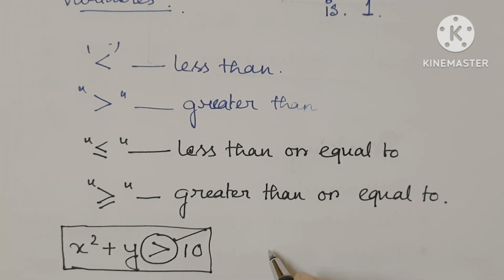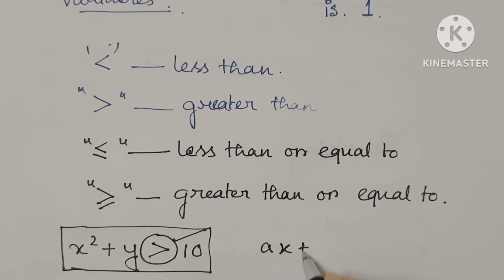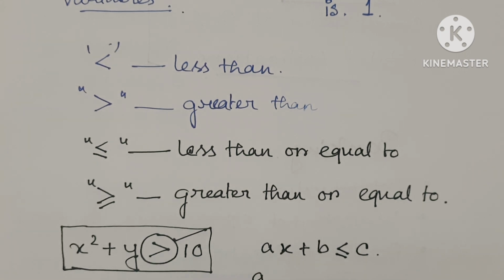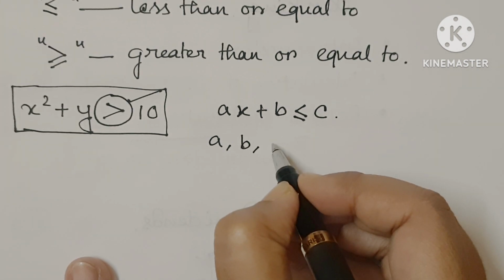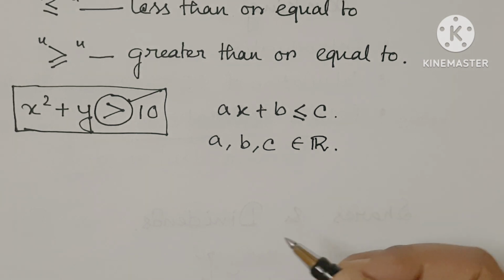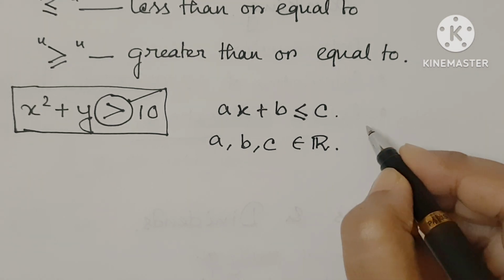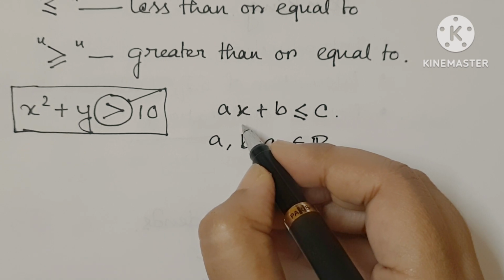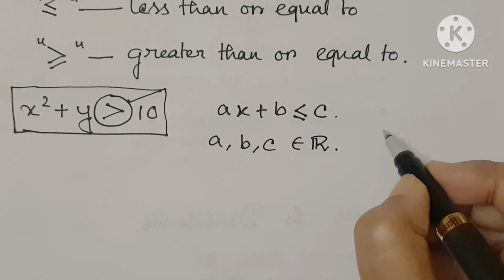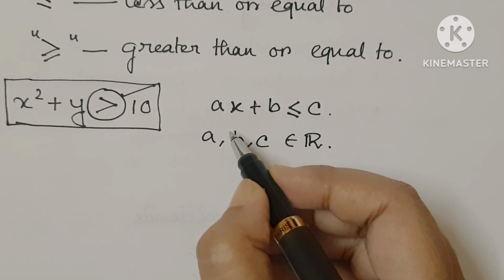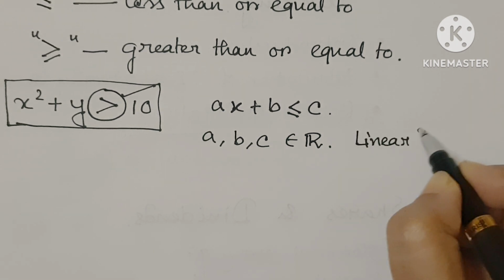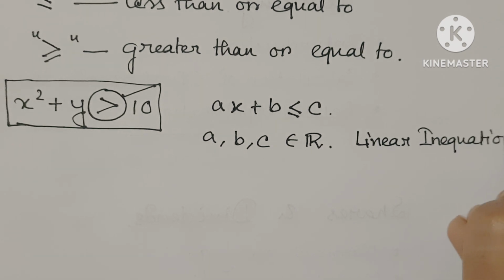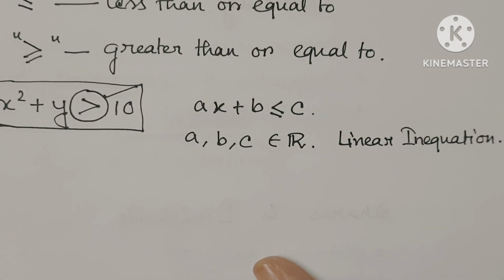Now suppose ax plus b less than or equal to c, where a, b, c belong to R. Now here you can see that there is only one variable, that is x, and the power of x is 1. So this is a linear inequation.